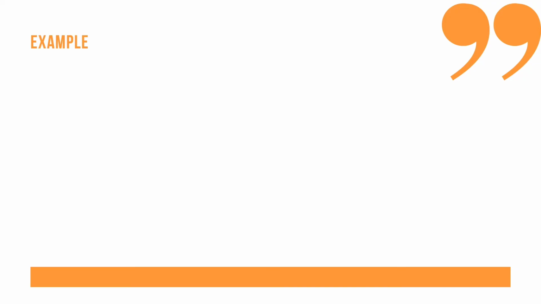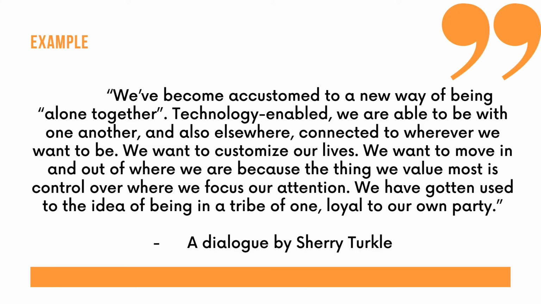Here is an example of an argumentative text. We've become accustomed to a new way of being alone together. Technology enabled, we are able to be with one another and also elsewhere, connected to wherever we want to be. We want to customize our lives. We want to move in and out of where we are because the thing we value most is control over where we focus our attention. We have gotten used to the idea of being in a tribe of one, loyal to our own party. It is a dialogue by Sherry Turkle.